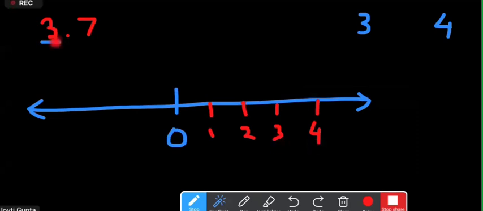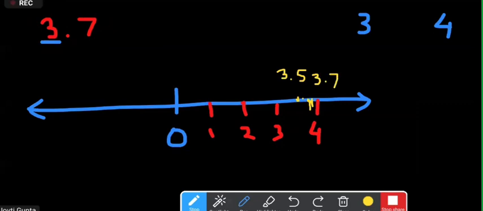And look here, 3.7. Okay, 3.7 means if we take the midpoint of 3 and 4, it should be somewhere here. Midpoint of 3 and 4 is 3.5. Because after 3, what you have? 3.1, 3.2, 3.3 this way. So midpoint is your 3.5 and 3.7 should be somewhere 3.6, 3.7. Okay, so your 3.7 will lie somewhere here.